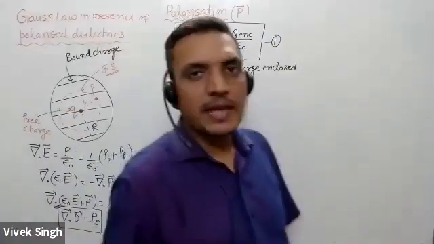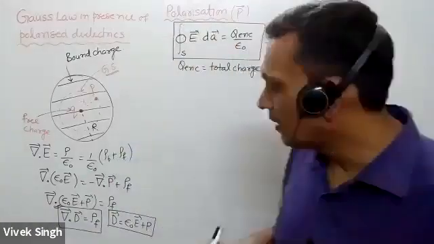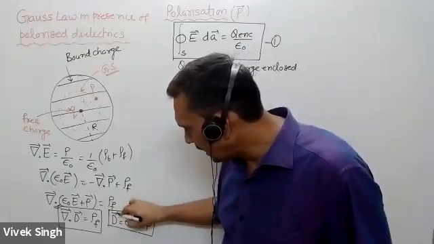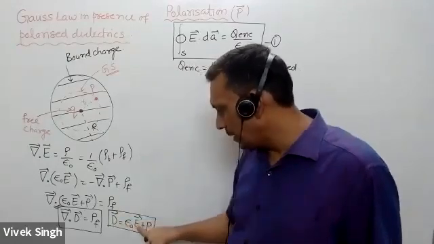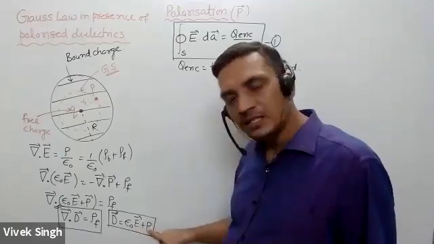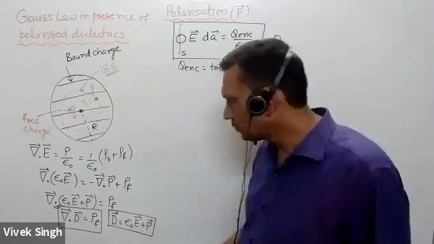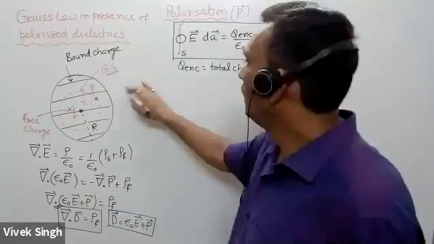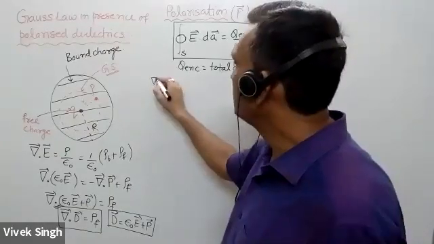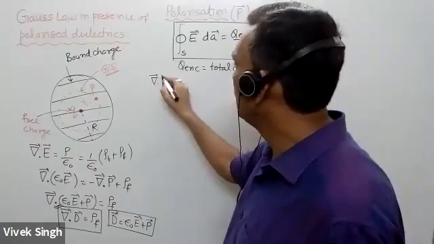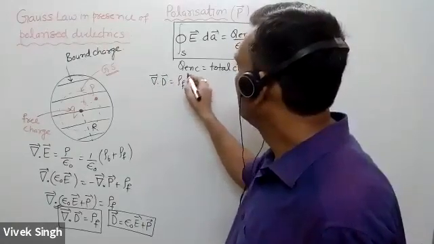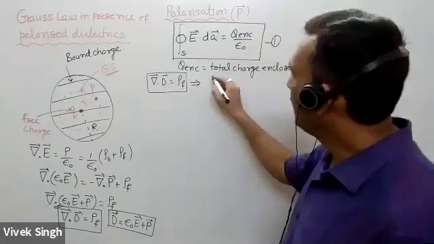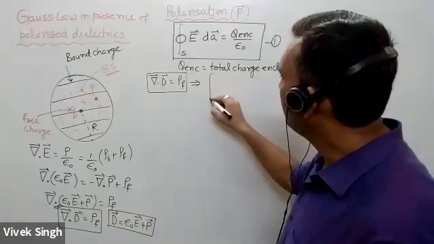Now inside the polarized dielectric, the electric field can be represented in terms of the D vector, where D and E are related. D is given by epsilon naught E plus P, the polarization P. The differential form is divergence D equals rho F. From this equation you will get the integral form. Take the volume integral of both sides.